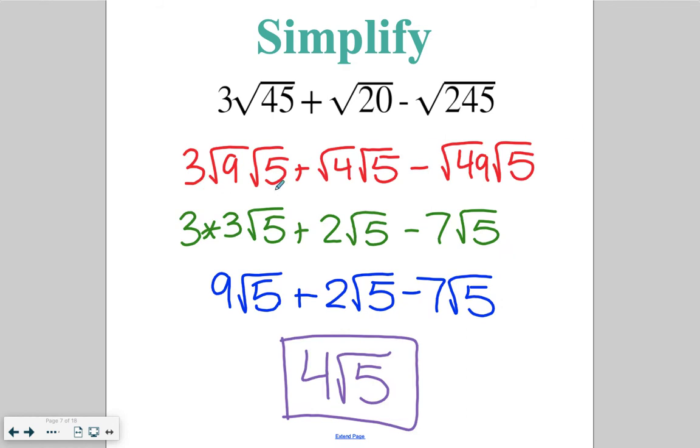So we're going to split it up using that common factor of square root of 5. Do your simplification, then you're going to add and subtract, and you end up with 4 square roots of 5.